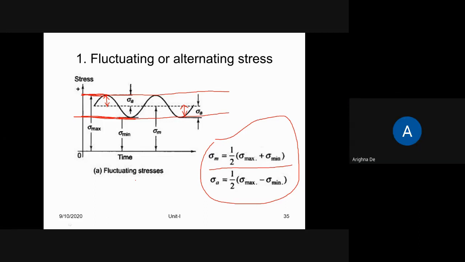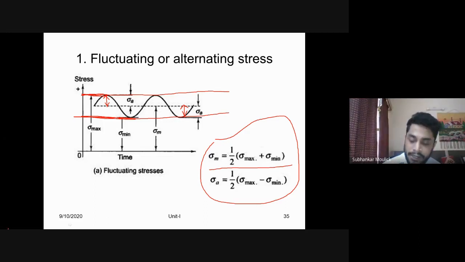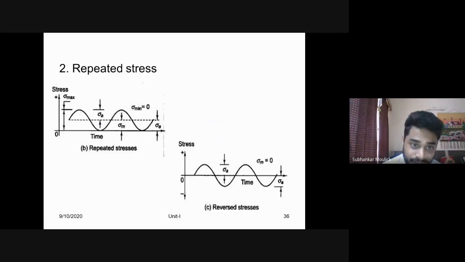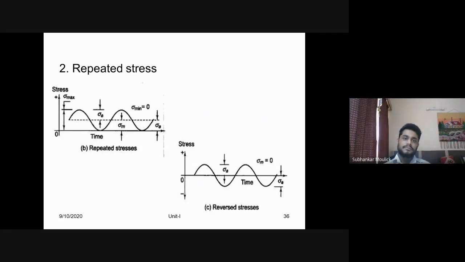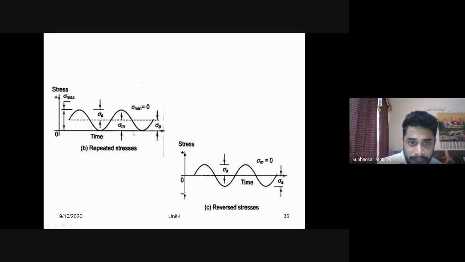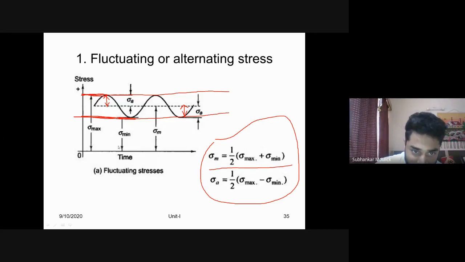Okay. So this was fluctuating or alternating stress. What is repeated stress? Can you tell me from the diagram what is the change? What is the difference between fluctuating stress and repeated stress? In repeated stress, there is no minimum stress. This sigma minimum is zero. If sigma minimum is zero, then this particular peak will exactly touch the time axis.